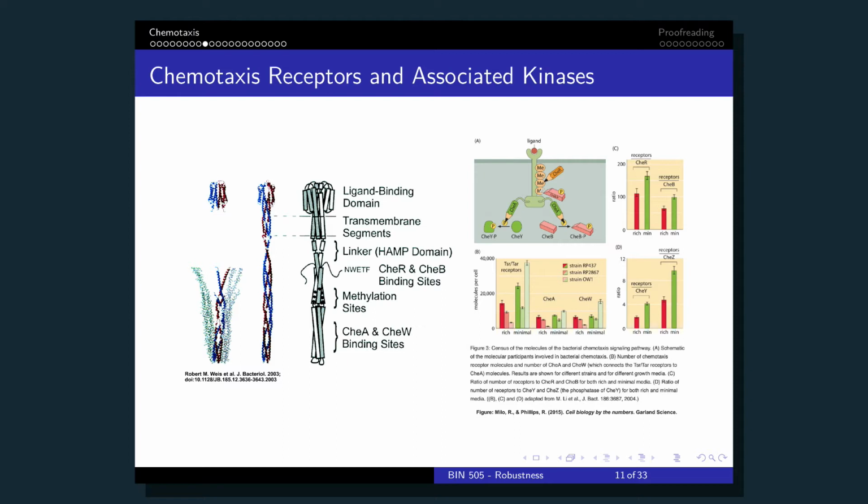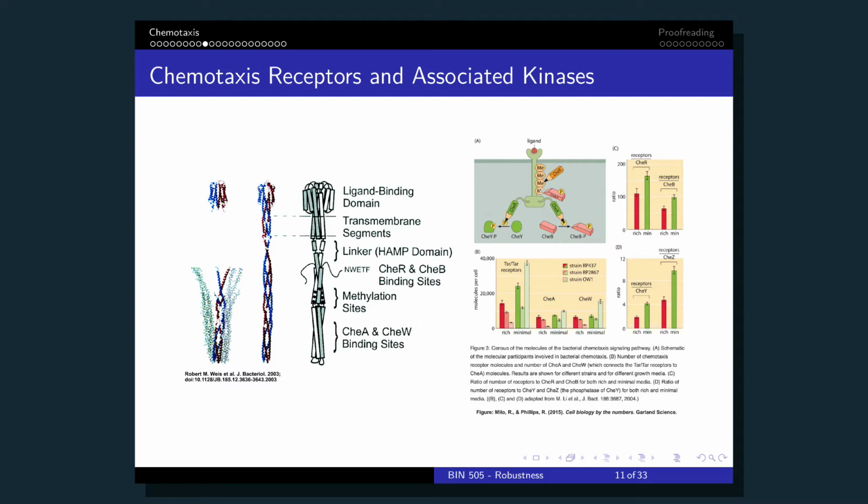So there are, I think, 5 known receptors. There's Tsr and Tar, which are the serine and aspartate receptors. There's Trg, which is for sugars, like I said. There's Tap, and newly discovered Aer, which is for oxygen.